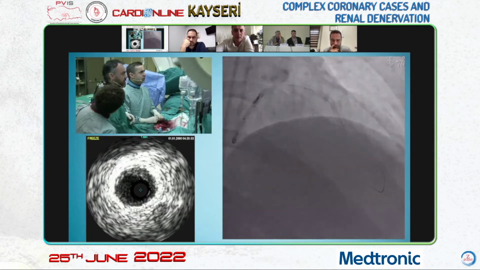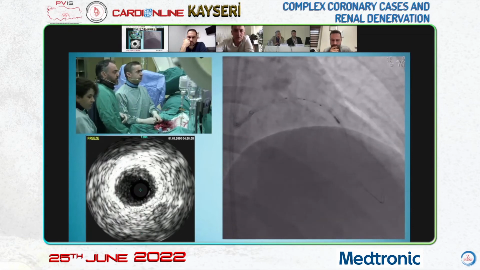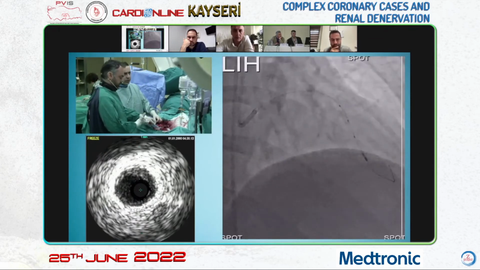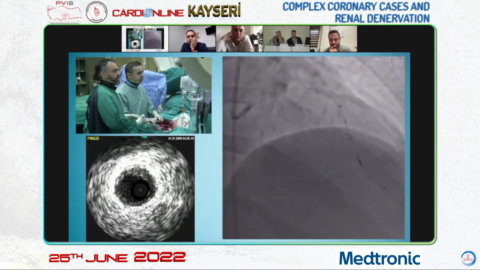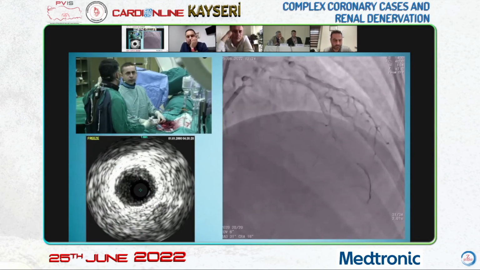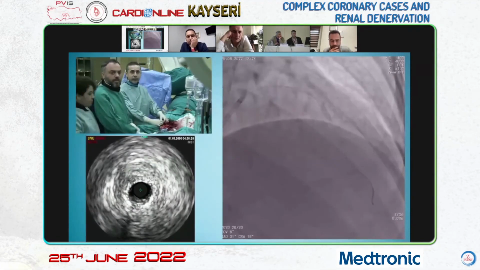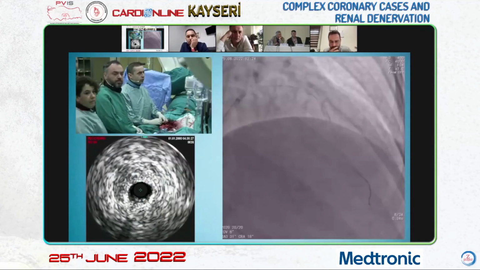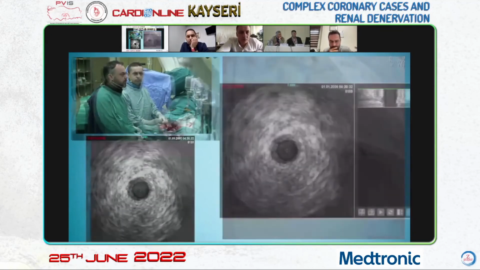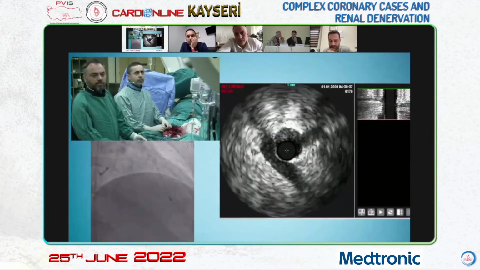Show one channel, it will be wired. I'm changing the angle of the catheter. So when you look at this, it is the system, and can we see the IVUS on the larger screen?